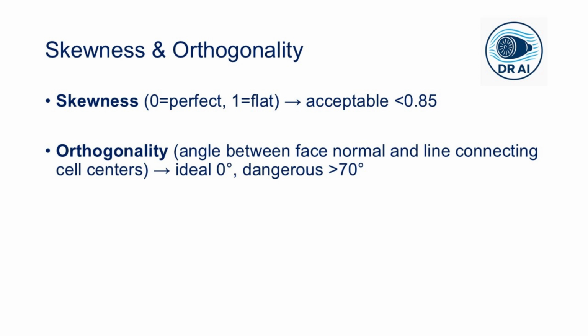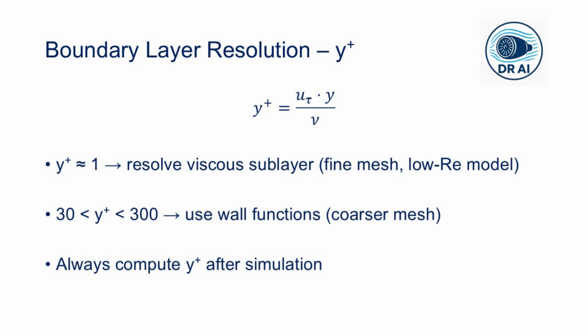the mesh quality check. Finally, a word about near wall meshing: turbulent flows have a very thin region near the wall where the velocity changes rapidly, which is the boundary layer. If you do not resolve it, your drag and heat transfer will be wrong. The dimensionless wall distance here is the y plus, and it is represented by this particular equation where y is the height of the first cell off the wall. If y plus is approximately equal to 1, you are resolving the viscous sublayer.